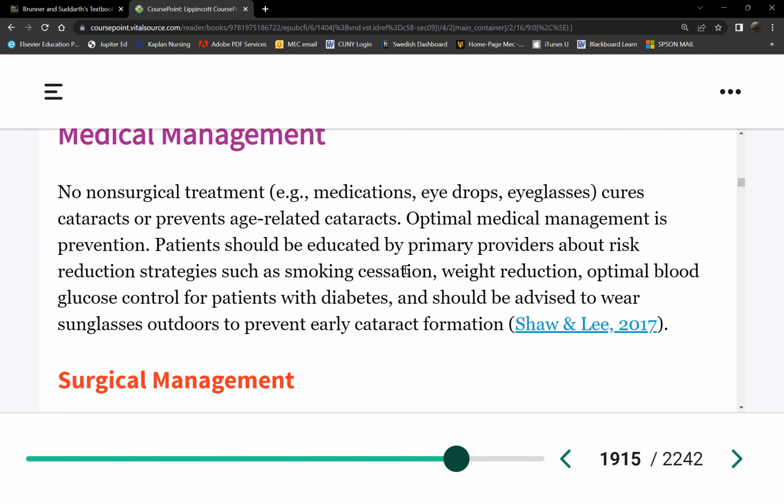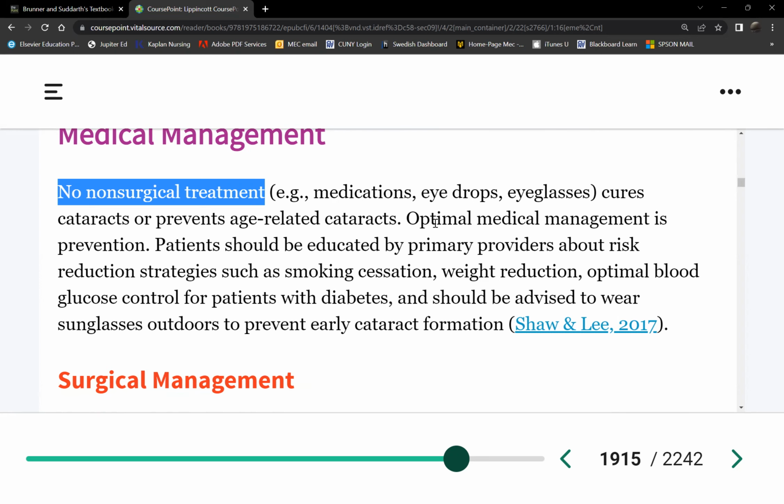Let's go straight to management. No non-surgical treatment is effective. What's the only option? Surgery. Surgery isn't as easy to do, though, especially if the patient has chronic disorders, let's say diabetes, hypertension. So the doctor has to control those chronic conditions first before performing surgery, because our concern is really the healing, okay, after surgery. Let's say your sugar is really high.